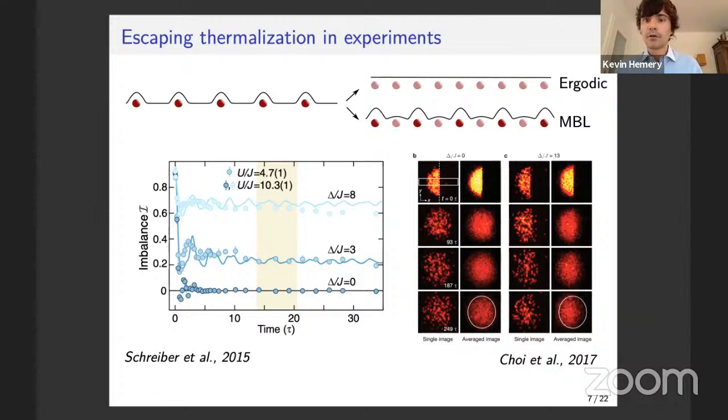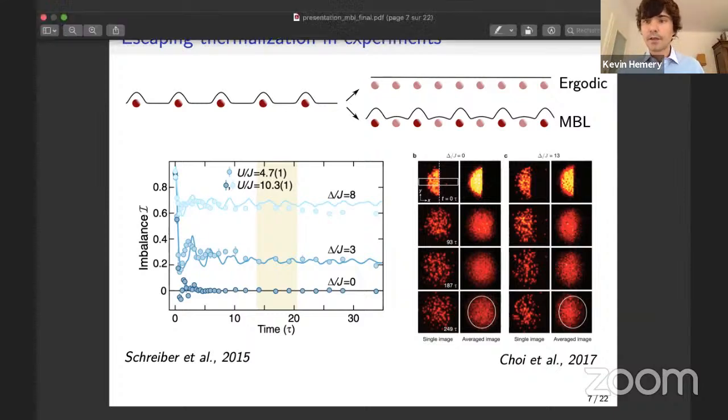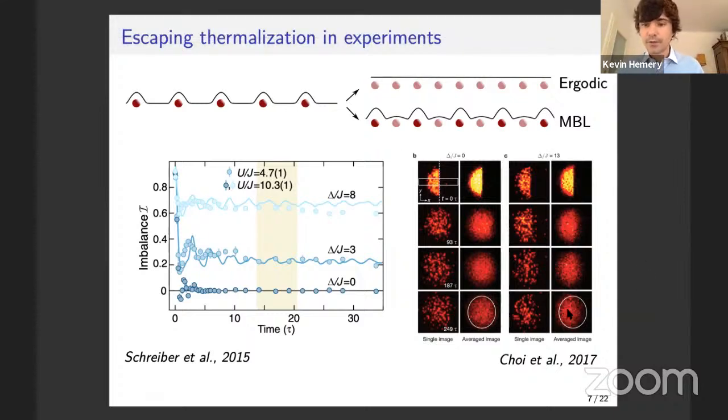Okay. And now in 2D, there is an even more intuitive result where you put all the particles at the left of your system, and then you let the system evolve. For the ergodic case, the full system is populated. In the MBL regime, you see that only the left side is fully populated. So these are experimental realizations of non-thermal behavior.